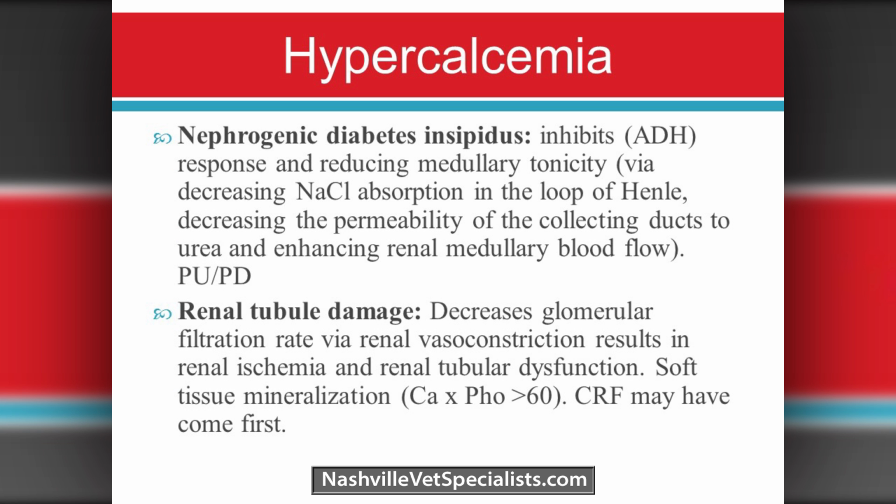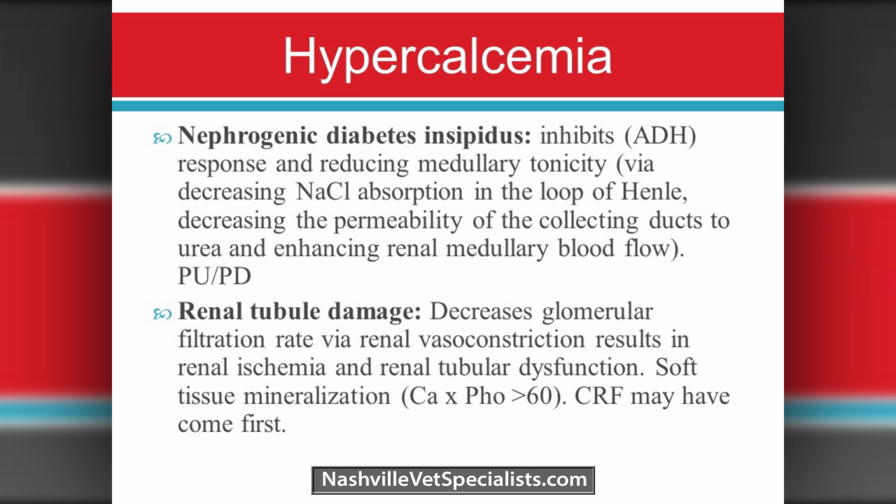So why are they so PUPD? Remember, hypercalcemia will cause nephrogenic diabetes insipidus. So it inhibits ADH response and reduces the medullary tonicity by decreasing sodium chloride absorption in the loop of Henle. It also decreases the permeability of the collecting ducts to urea, enhancing renal medullary blood flow. So that's your PUPD mechanism.